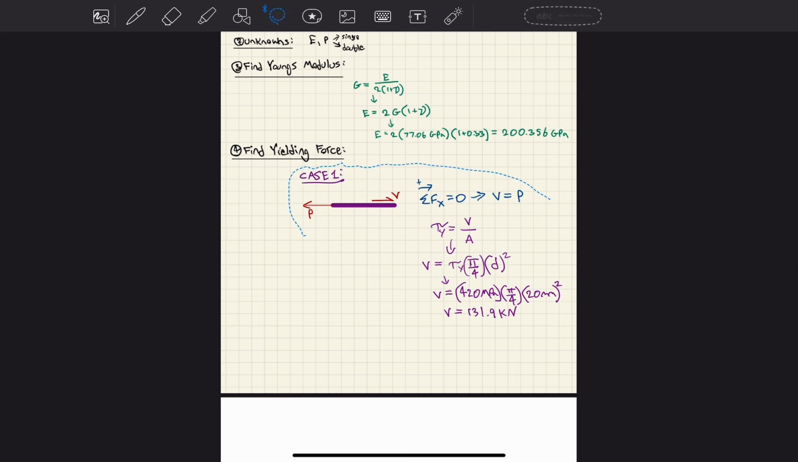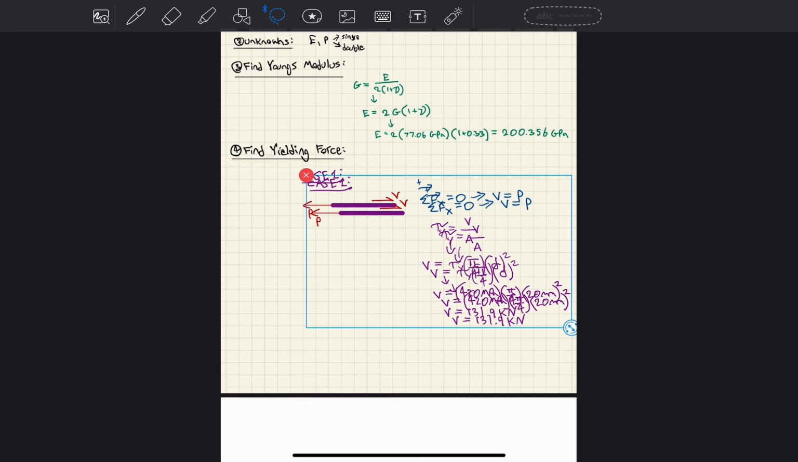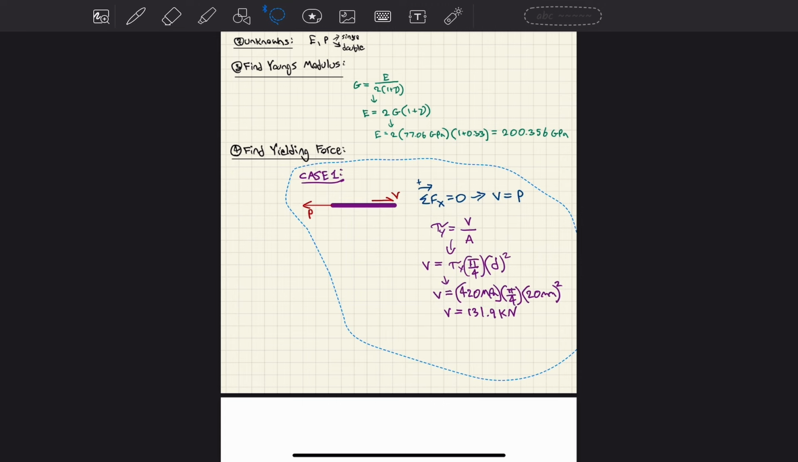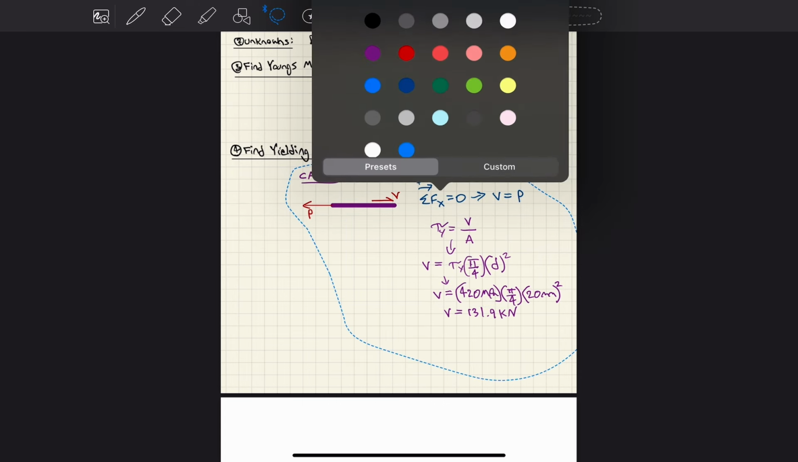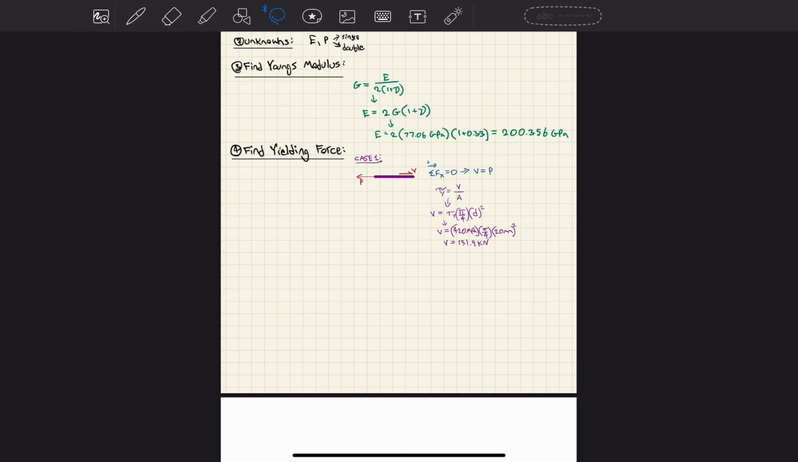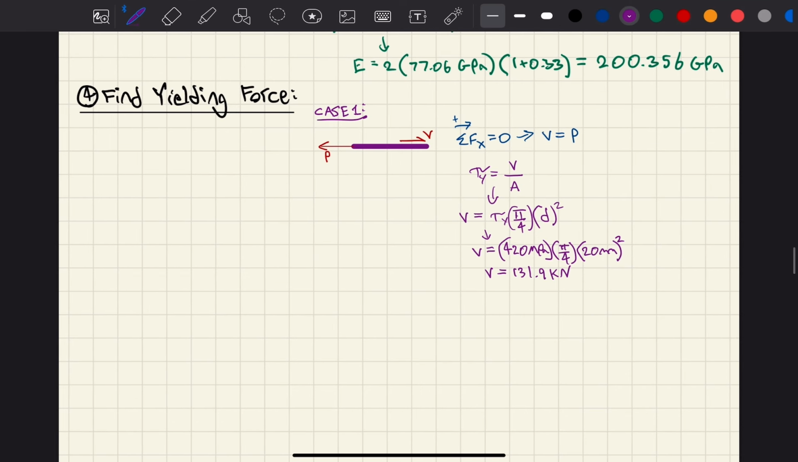And case 2 is a bit different, because now we have a double lap joint. Oh, what the heck happened here? How lovely. Resize. Case 2 is a bit different because now we have a double lap joint, so we can write case 2.